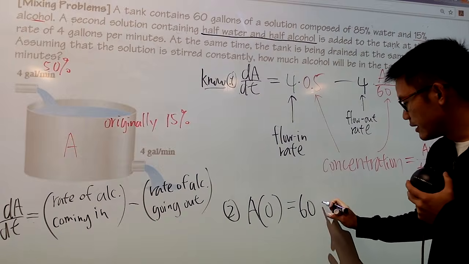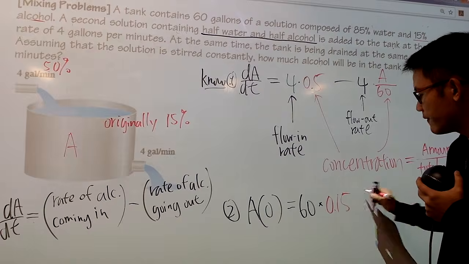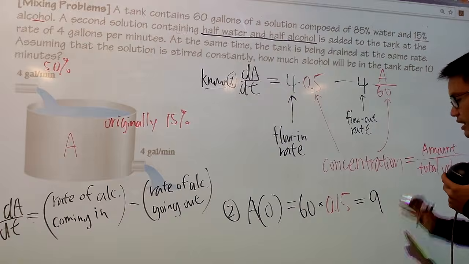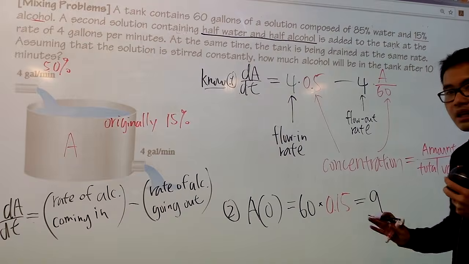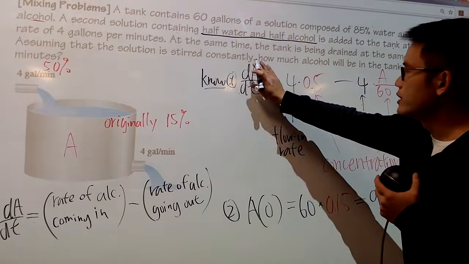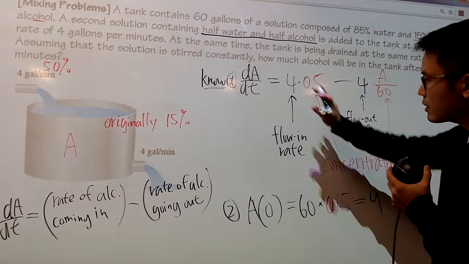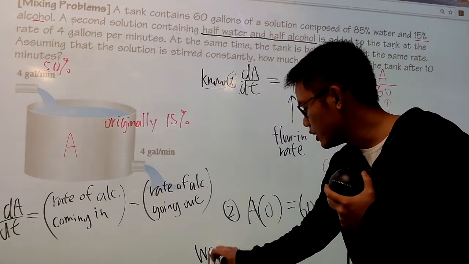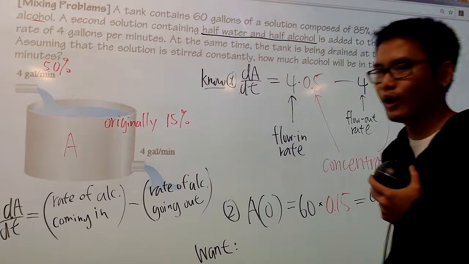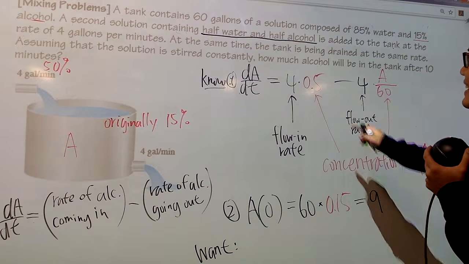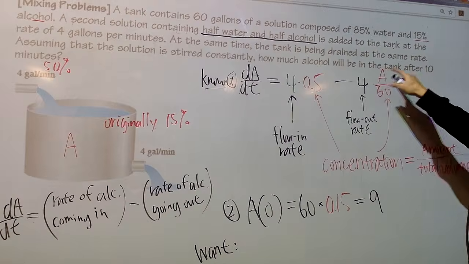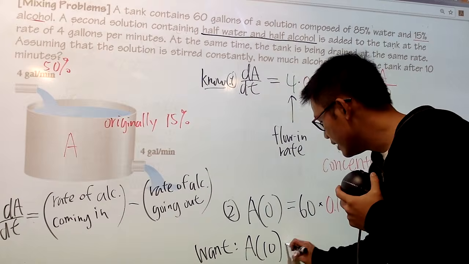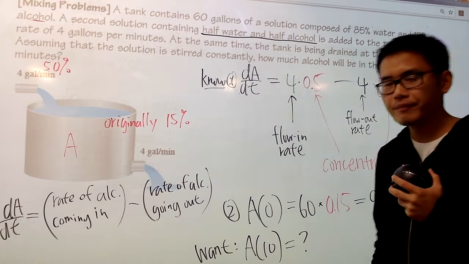We do 60 times 0.15 for the 15% alcohol. This right here gives us 9 gallons, right? So once again, this is what we know for the differential equation, and this is the initial condition. And of course, we also want to know what we want to know, right? At the end, the question is asking how much alcohol will be in the tank after 10 minutes. That means I have to figure out A of 10, isn't it? That's what we want to know.